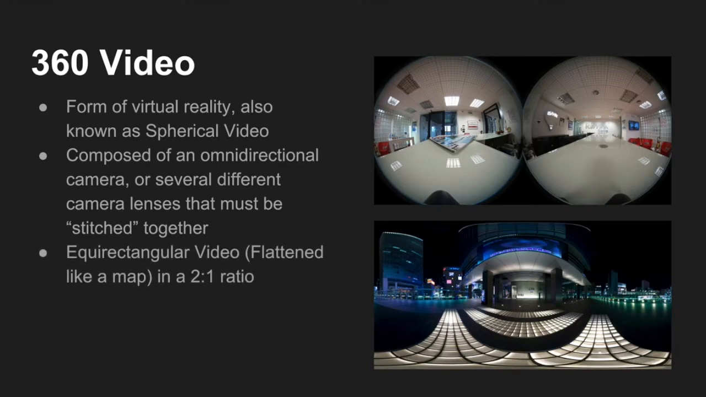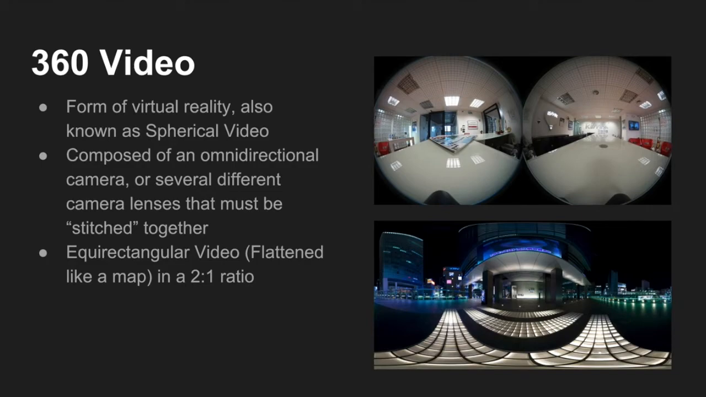Once it is stitched together, you end up with what's called an equirectangular video, which is a flattened, kind of like a map in a 2-to-1 ratio. And you can see an example of that down below there. Basically, once you've stitched your clips together using either high-end software or proprietary software provided by a lot of these camera companies, they do a pretty good job in stitching all of them together.